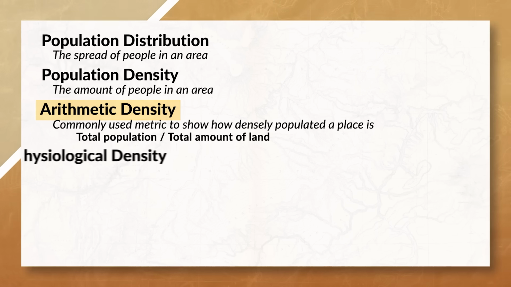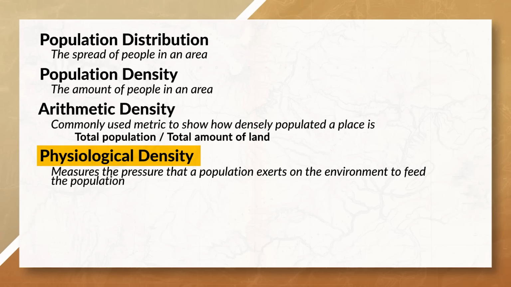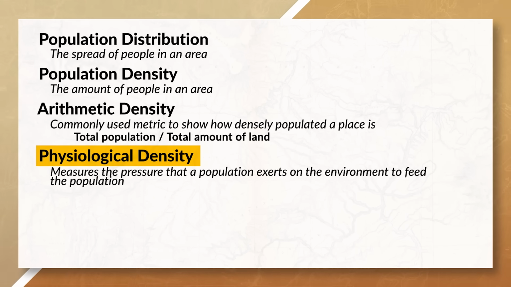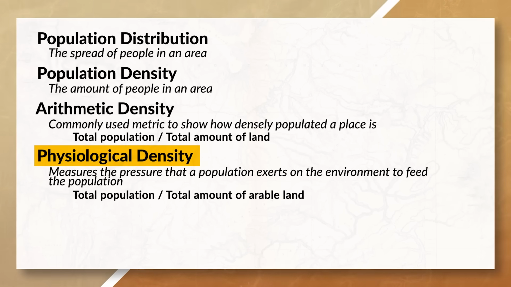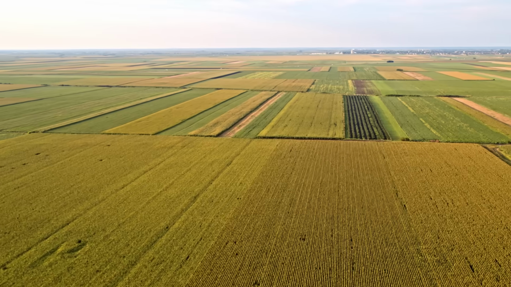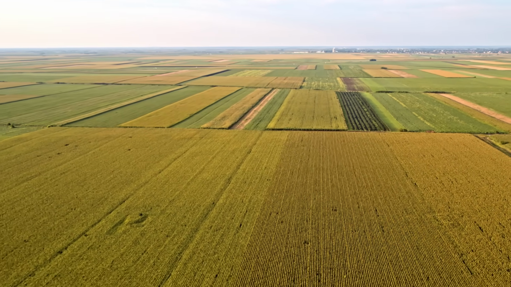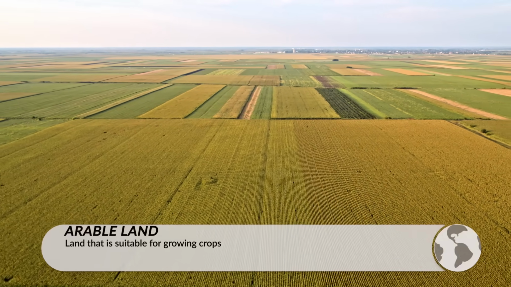The next density is the physiological density, which measures the pressure that a population exerts on the environment to feed the population. To calculate the physiological density, you need to divide the total number of people in an area by the total amount of arable land. Notice here we are not including all of the land for the area. Instead, we are only factoring in arable land, which is land that can produce food.